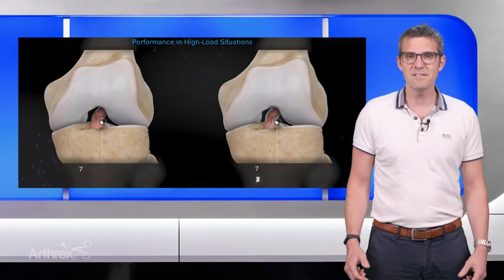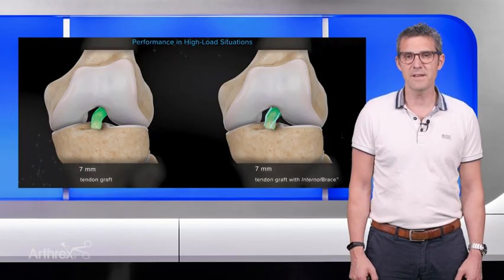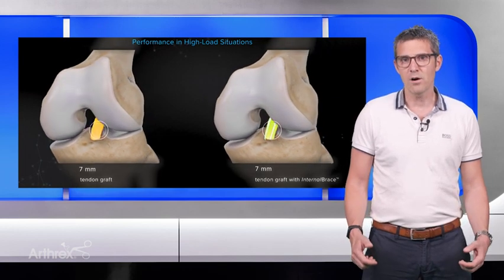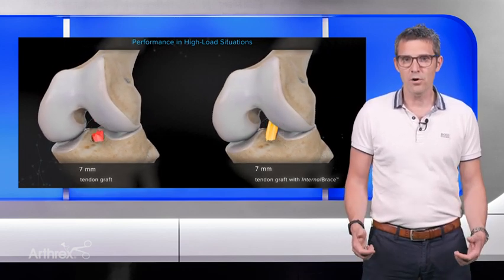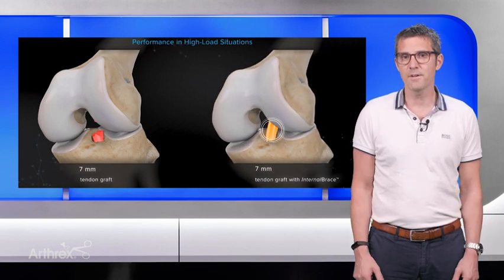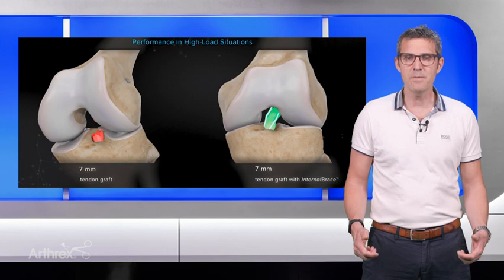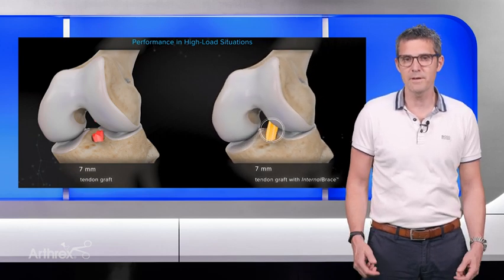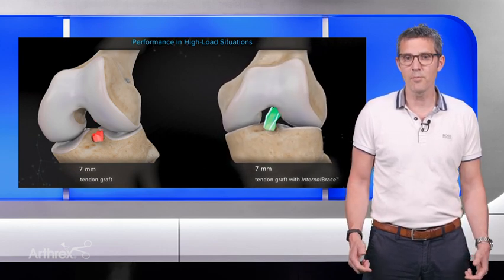So I think in these cases, with an internal brace, we can protect the ACL from the high loading caused by the pathological slope, the posterior slope of the tibia, and then maybe we don't have these big problems with re-ruptures in the slope case.